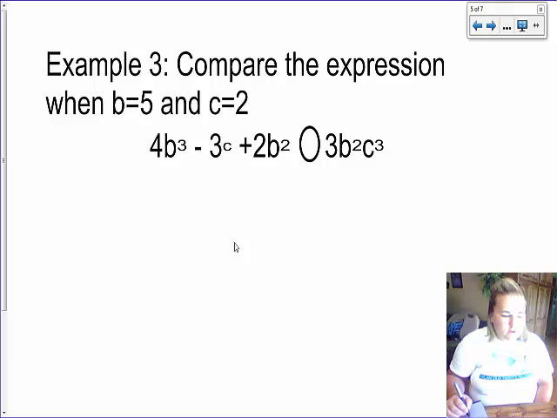So what we're going to do is we're going to substitute. Instead of B, we'll put 5. Instead of C, we'll put 2. We're comparing them, so we have to simplify one side and then the other side.